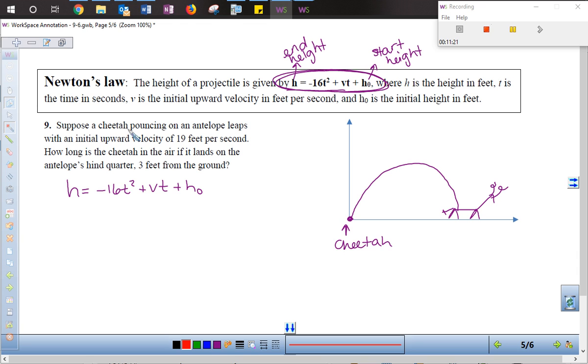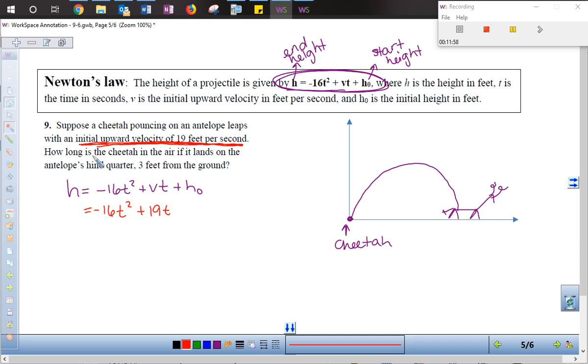So, suppose a cheetah pouncing on an antelope leaps with an initial upward velocity of 19 feet per second. So that is very direct on what it goes in for. It goes in for initial upward velocity. Now if I look through this again, it says v represents the initial upward velocity, so I can put in that 19 for v. Now this term right here, I don't need to substitute anything in for. It already gave me that negative 16, which represents gravity in feet per second squared, and t is what we're solving for. So now all I have left to solve for is the height where he ends and the height where he begins.